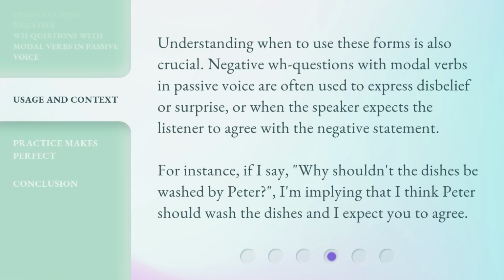Understanding when to use these forms is also crucial. Negative WH questions with modal verbs in passive voice are often used to express disbelief or surprise, or when the speaker expects the listener to agree with the negative statement. For instance, if I say, "Why shouldn't the dishes be washed by Peter?" I'm implying that I think Peter should wash the dishes and I expect you to agree.